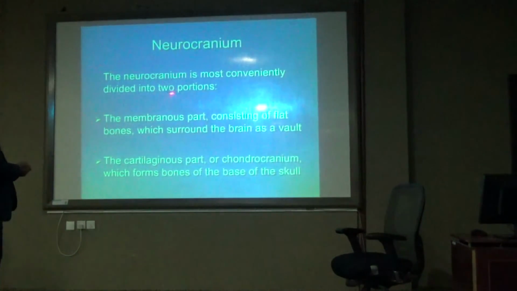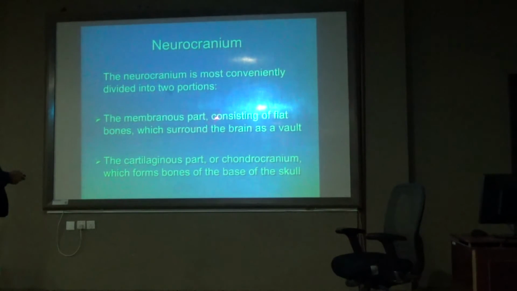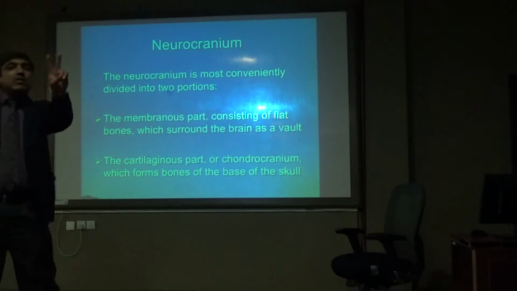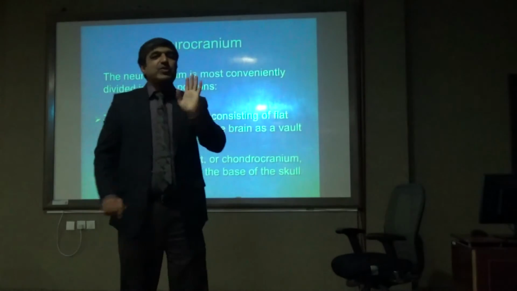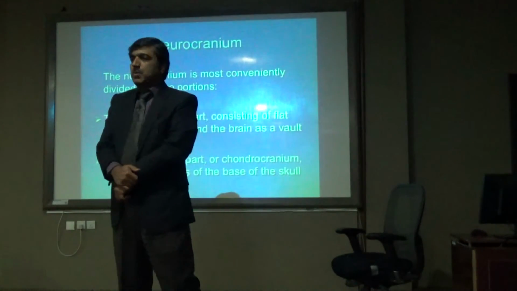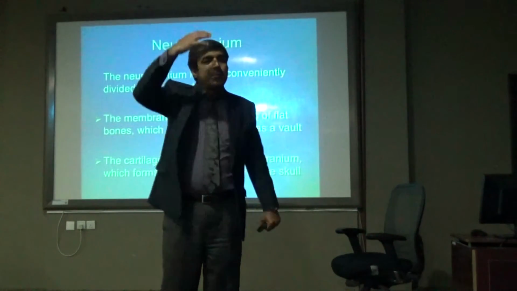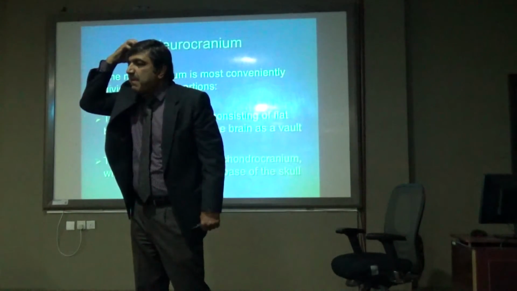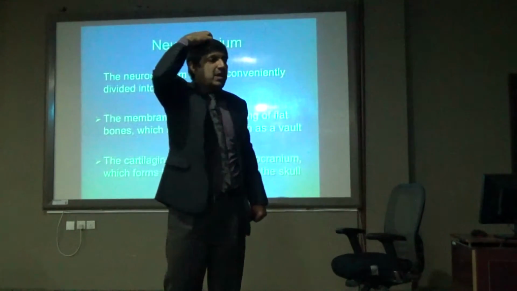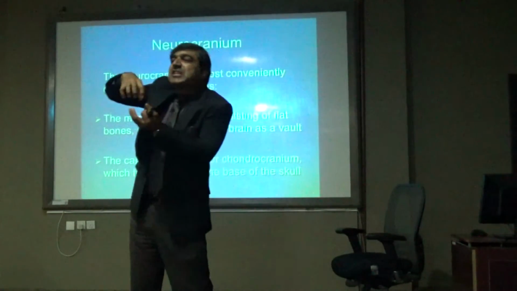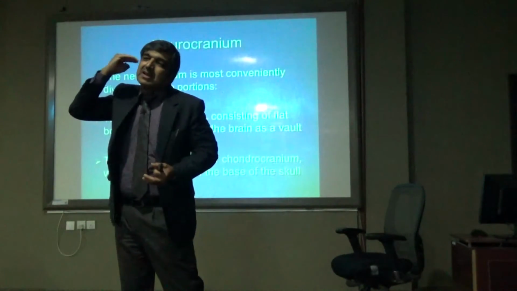The neurocranium is most conveniently divided into two portions. Again, the membranous part consisting of the flat bones which surround the brain, and the cartilaginous part, the chondrocranium, which forms the bones of the base of the skull. Again, there were two portions, neurocranium and viscerocranium. Forget about viscerocranium. Let's talk about neurocranium only. Again, neurocranium divides into two. The membranous bones cover the brain, and there is another portion on which the brain is sitting, the base of the skull.